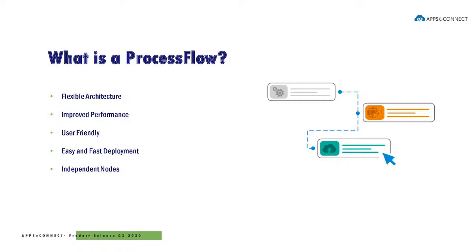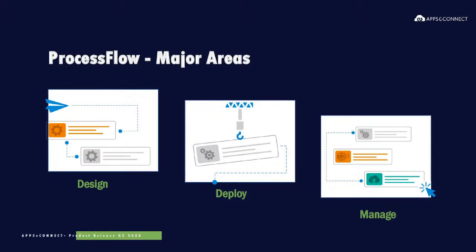As we know, the whole of APPSeCONNECT has now been divided into three major areas, which are design, deploy, and manage. Design is the area where we can develop a new process flow or modify an existing process flow. Deploy is for deploying the build into an agent of your choice, and managing the deployed build as well as all the sync related data. And the manage area is for managing all the configurational data related to process flow execution.